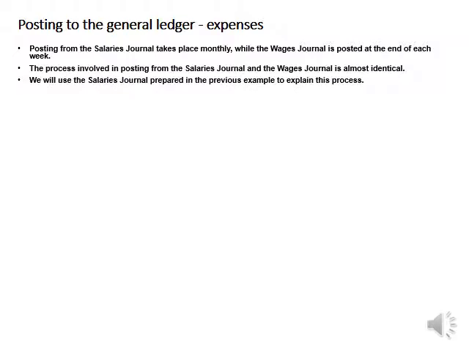Now, posting to the general ledger, we must determine what are the expenses to the business. Posting from the salaries journal takes place monthly, while the wages journal is posted at the end of each week. So the process involved in posting from the salaries journal and the wages journal will be almost identical. So when you can do the one, you can also do the other. And we will use the salaries journal prepared in the previous example to explain this process.